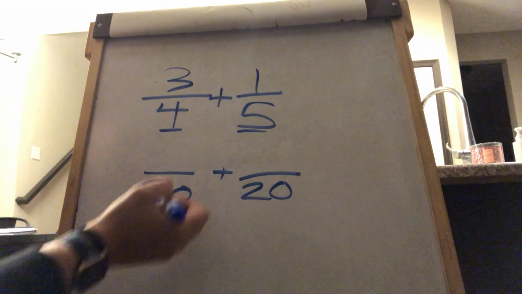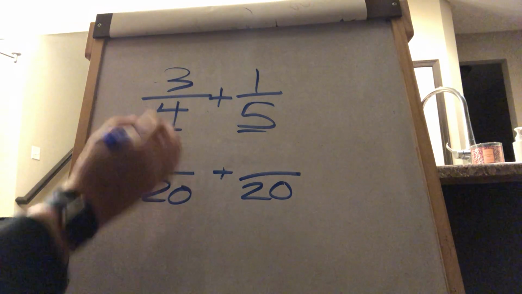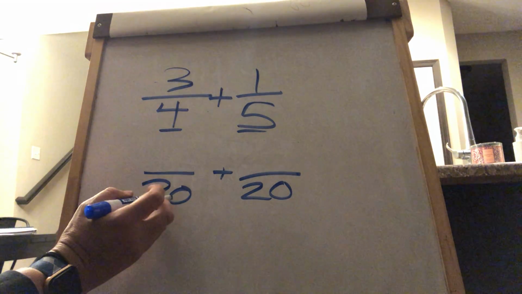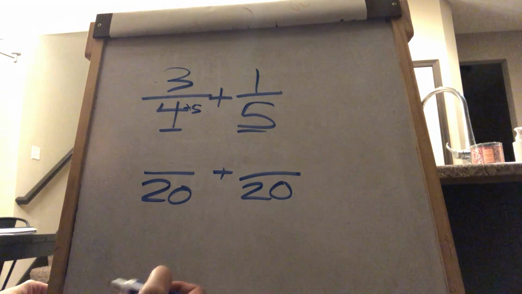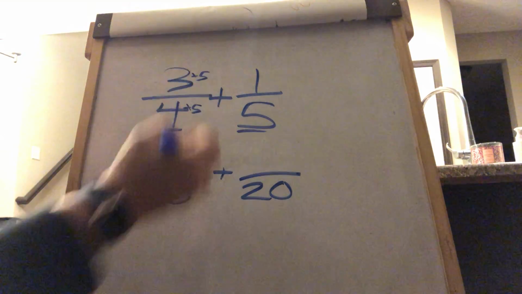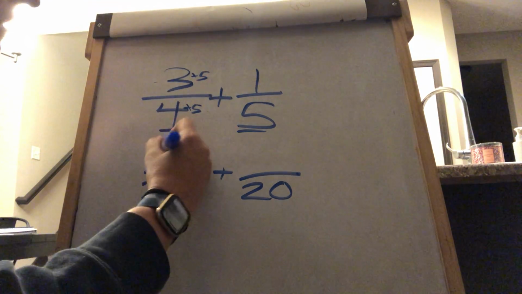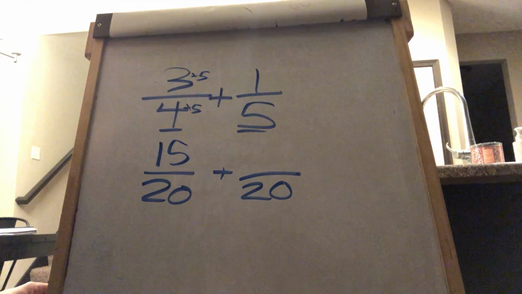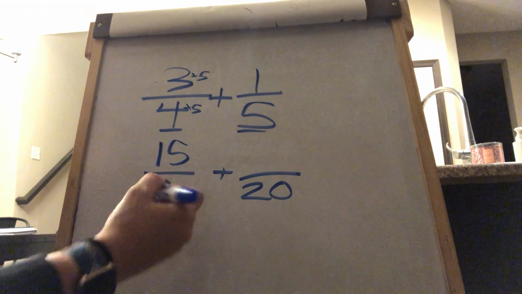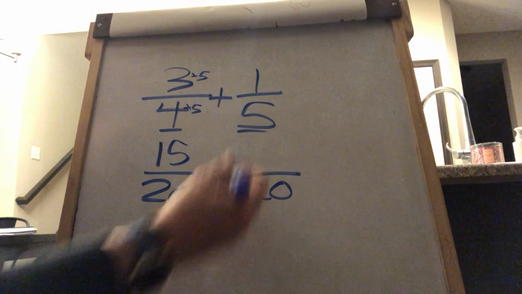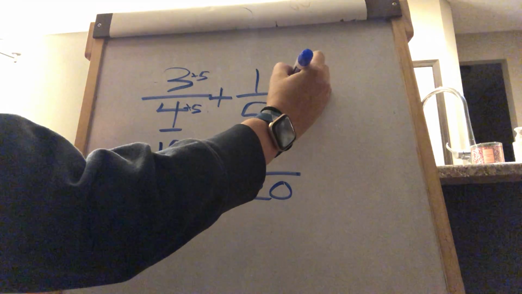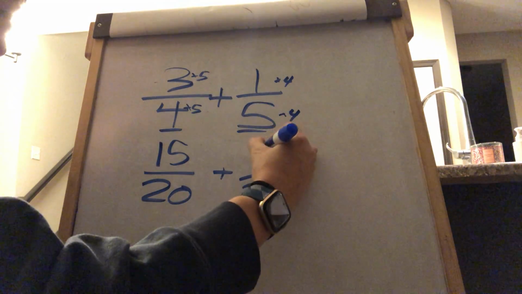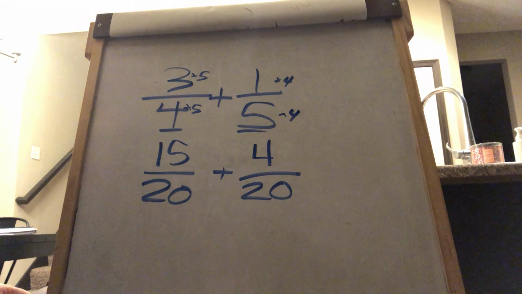Now, we can't just change the denominator. We need to think, how did we get from 4 to 20? What I did was multiply by 5. Whatever I do to the bottom, I have to do that exact same thing to the top of the fraction. So 3/4 now becomes 15 over 20. Same thing on the other side. How do you get from 5 to 20? Times by 4. I do the same thing to the top. My new fraction is 4 over 20.